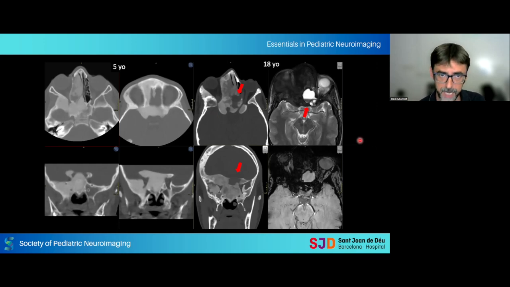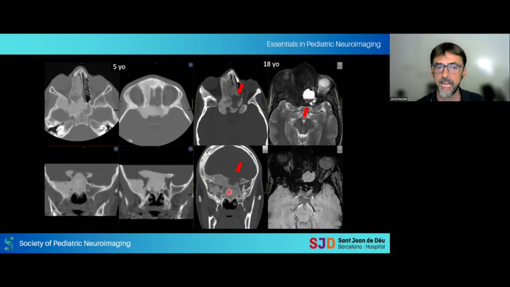Sometimes they can degenerate, but it is not very common. And another hint that can happen in these children: you can see the follow-up of this child from the beginning of the disease at 5 years old, and at 18 years old, when we can find this lucency here in the upper part of the lesion. We said it could arise from the sphenoid bone, but we have to check what is happening here. An MRI will help you better.